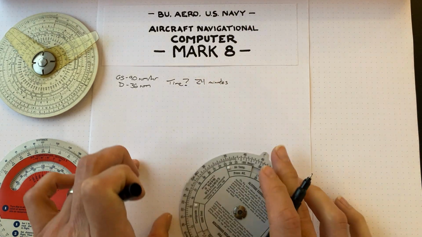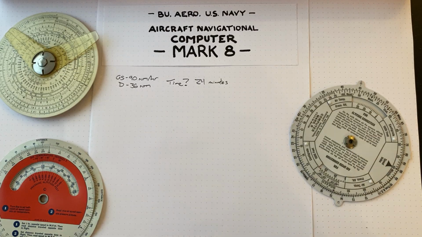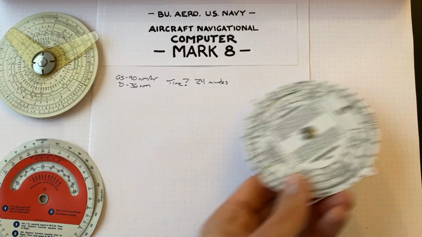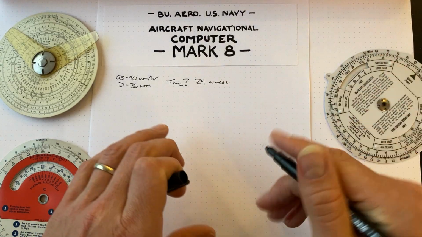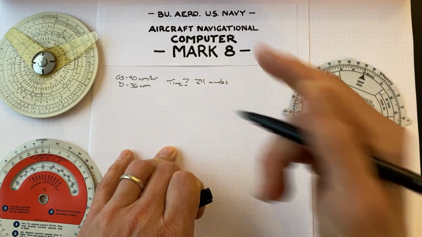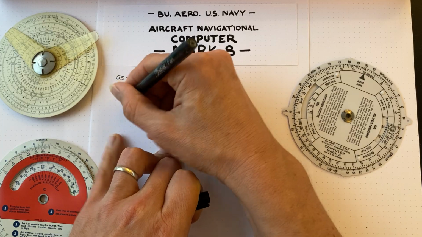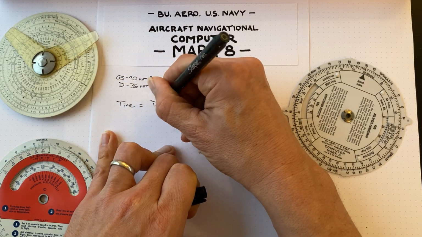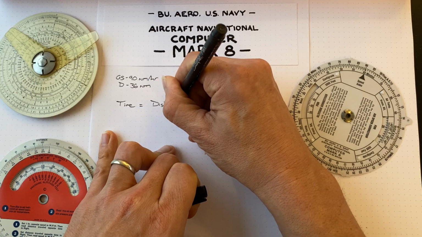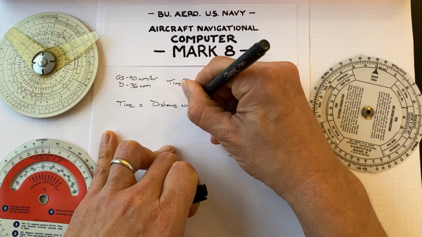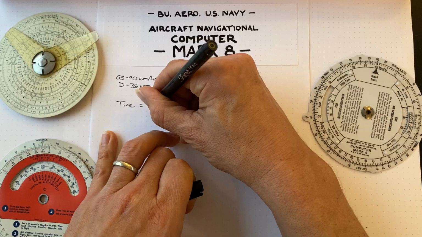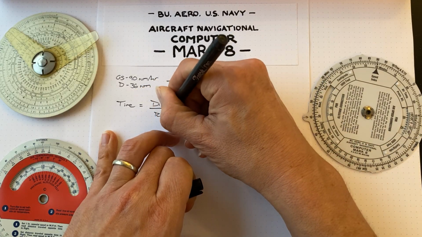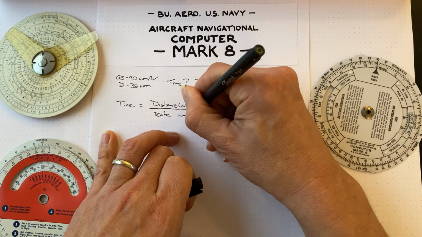And something magical actually just happened there, and it may not be evident. Even if you've been using one of these your whole career, you may not realize this amazing thing that happened. So let's walk through the magic of this. We have a very simple formula here, which is that time equals distance, and I'm going to put our distance here in nautical miles, since that's what we just did, divided by our rate. And our rate here was in nautical miles per hour.